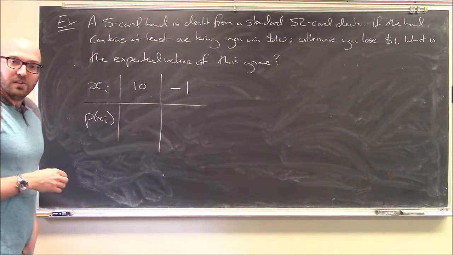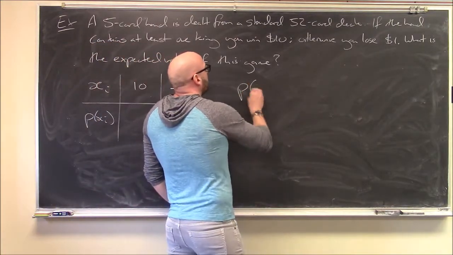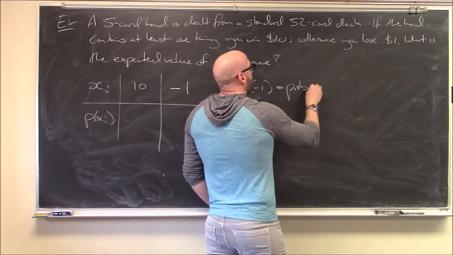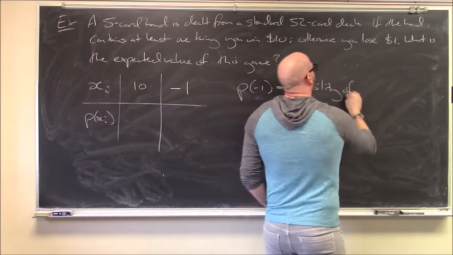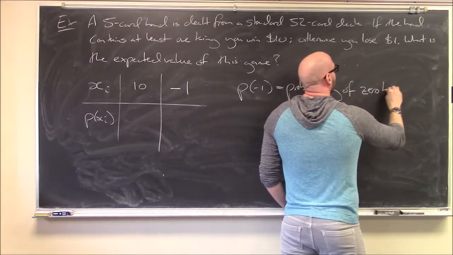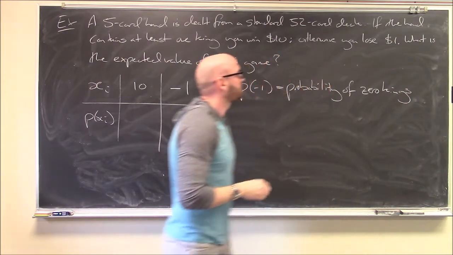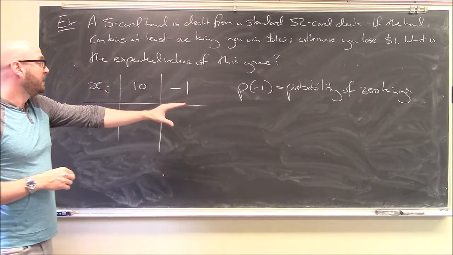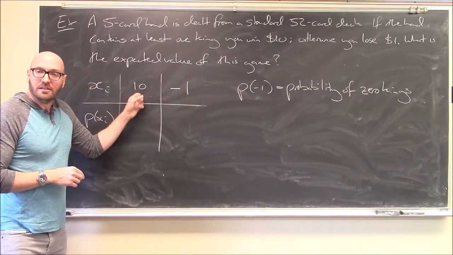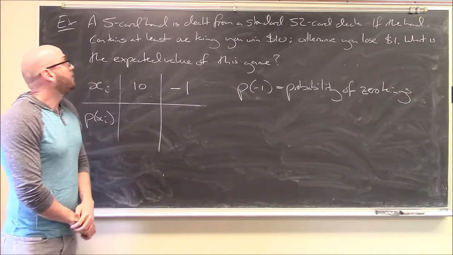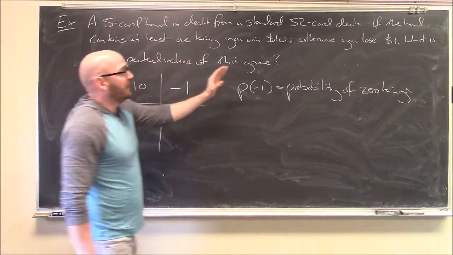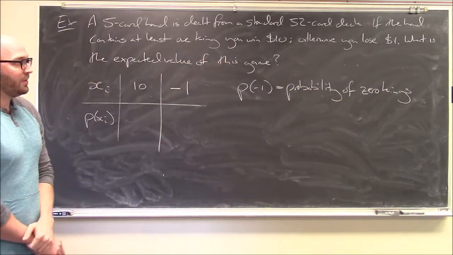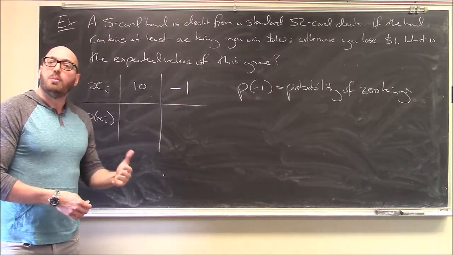What are the probabilities of each of these? Well, if I want the probability for minus 1, this would be the probability of 0 kings. Notice that I'm going with the probability of 0 kings first, because the probability of at least one king is much harder to compute. In fact, the way I would find the probability of at least one king is 1 minus the probability of 0 kings. Remember, that's how we compute probabilities of complements.